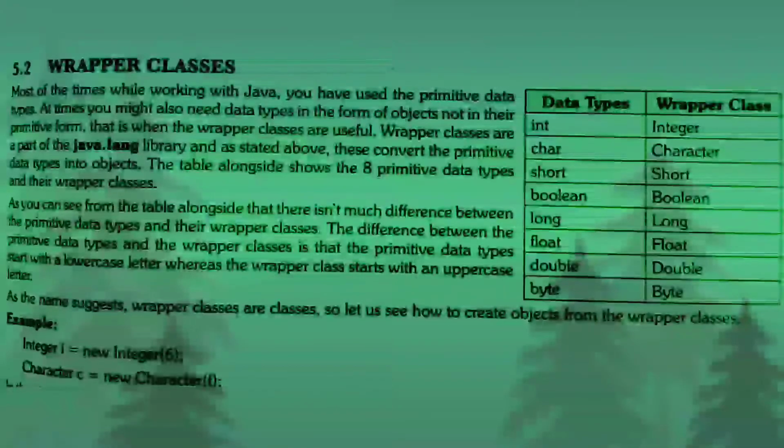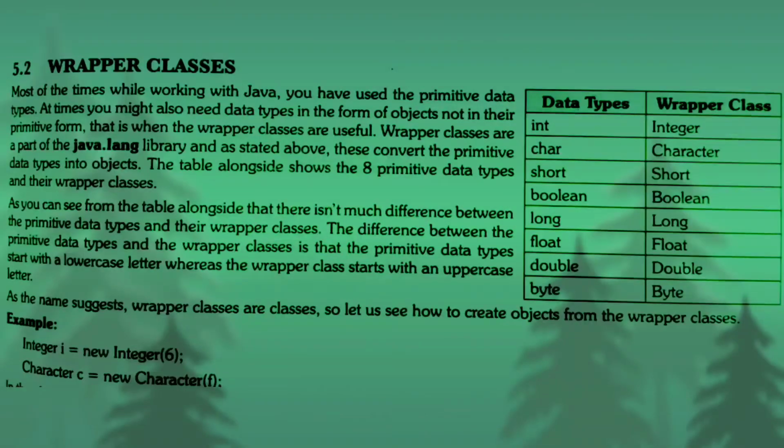In Java, we have 8 primitive data types, including character and boolean. Character and boolean are non-numeric data types, whereas the other 6, integer, short, long, float, double and byte, are numeric data types. So these are the 8 data types that we have in Java. And every data type has a wrapper class.